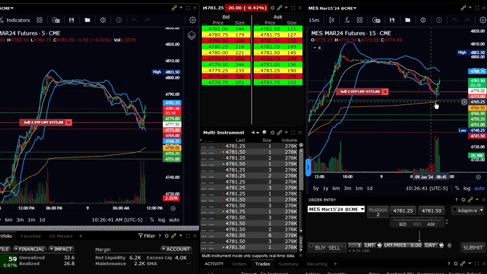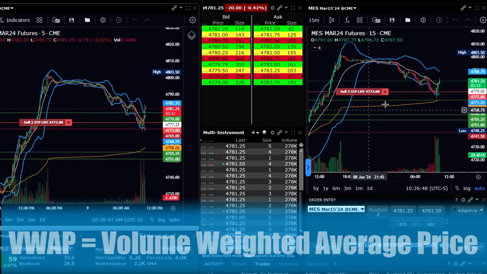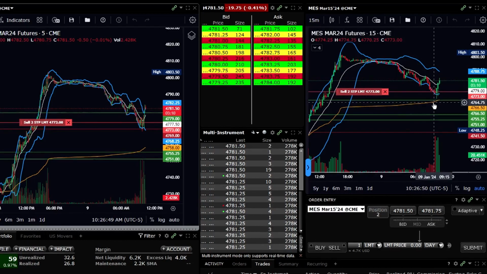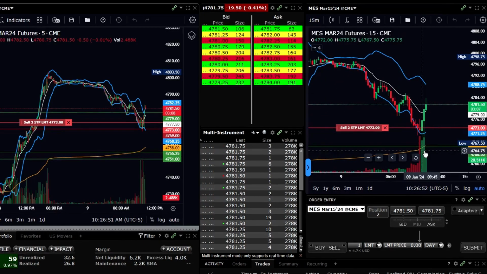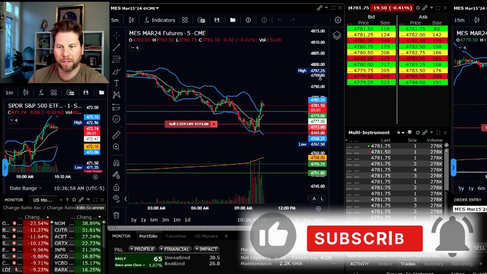So we've dipped down to that, and we've also dipped down to the VWAP, the volume weighted average price, which is a really important thing to pay attention to. Look that up if you don't know too much about it. The VWAP is really important, and we're bouncing off of that and pushing up. So for me, it's like, all right, let's enter the trade.